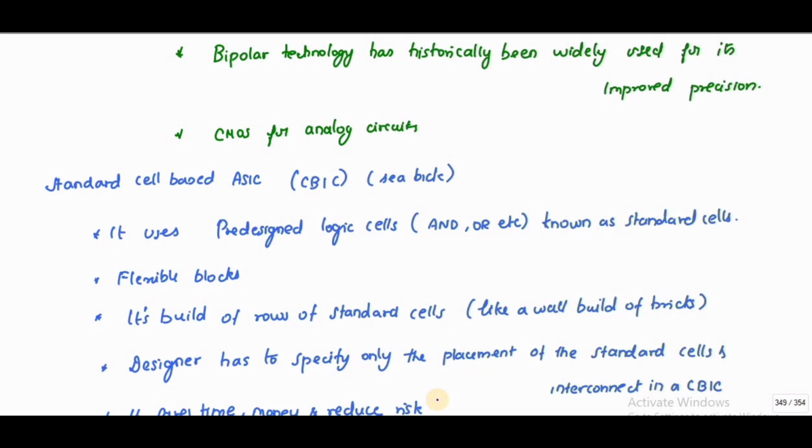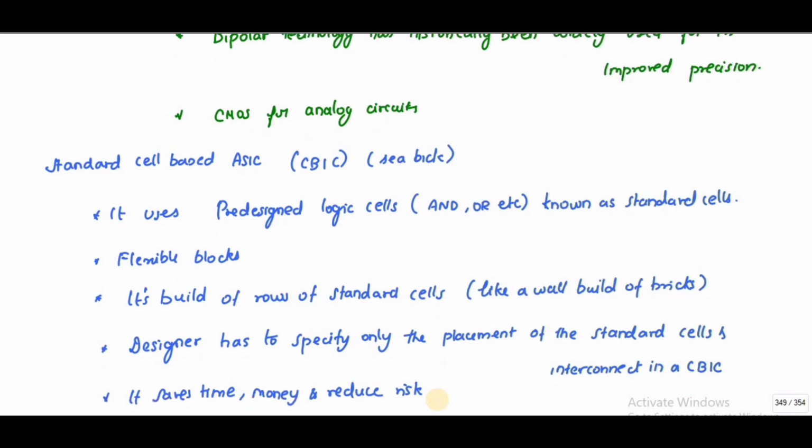Here mostly they use bipolar technology because of improved precision. But nowadays they are using CMOS technology for analog circuits because of its high packaging density, and it consumes very low power. Okay. And the next one is standard cell based ASIC. It is also called CBIC.